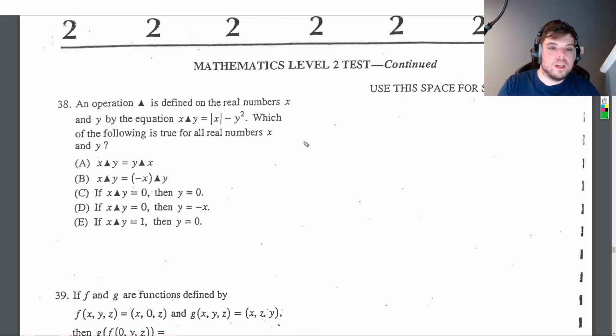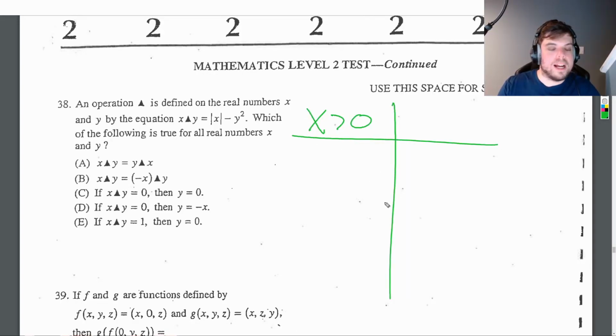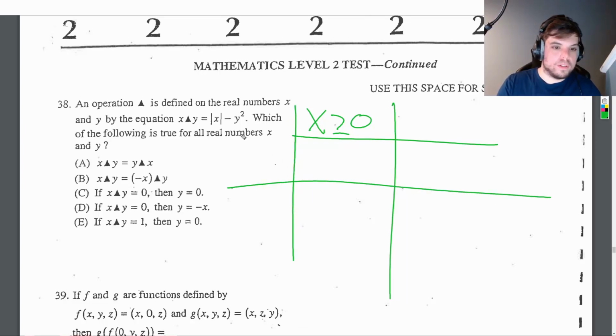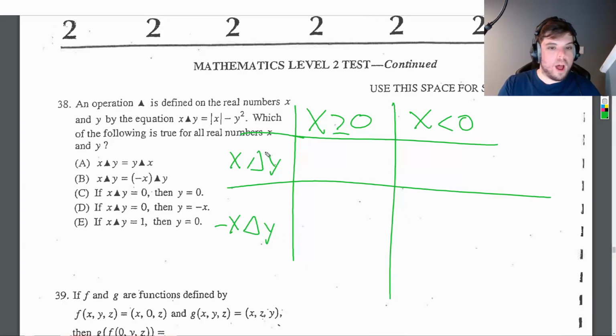So let's separate it into two cases. X is positive, or 0. X is greater than or equal to 0. Then let's do this actually. Ooh, beautiful. So x is positive, x is negative. Now we're going to look at x triangle y and negative x triangle y. X triangle y when x is positive, this is x minus y squared.